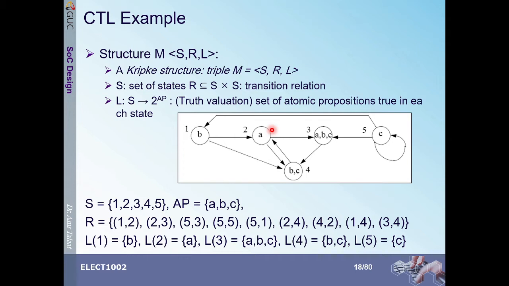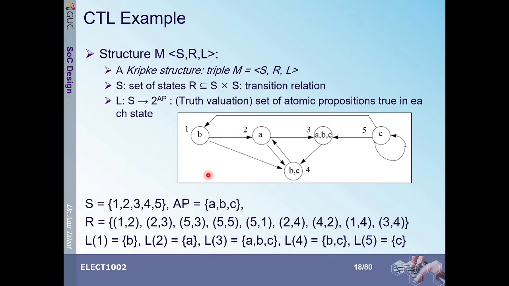Whoever did this structure is called Kripke. He's a scientist, a German one. And then Kripke said, I'm going to remove the initial state, I'm going to remove the inputs, and I just care about the states and their outputs.